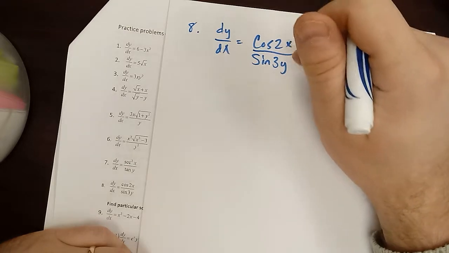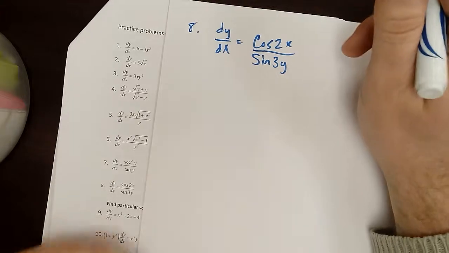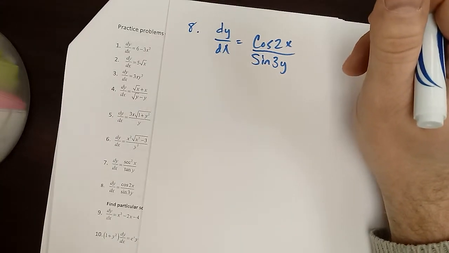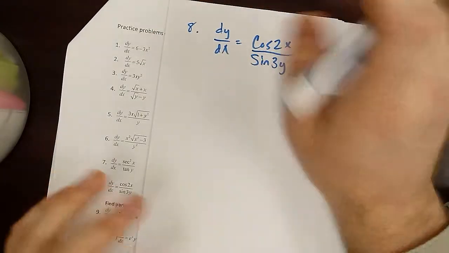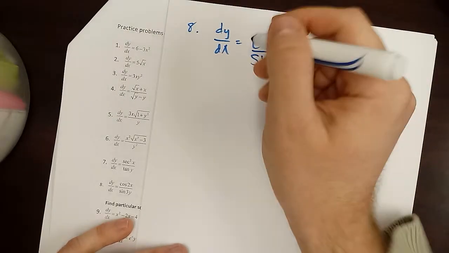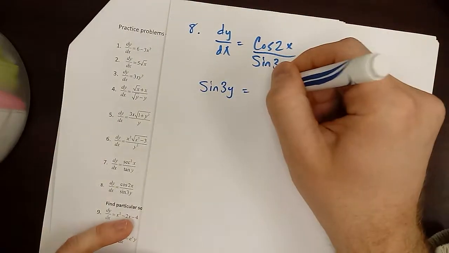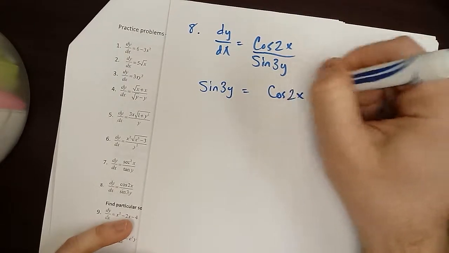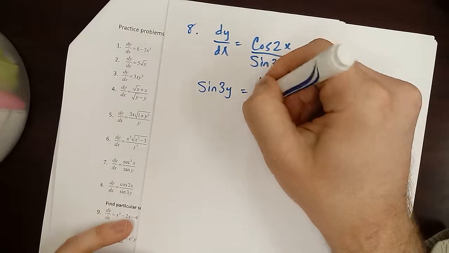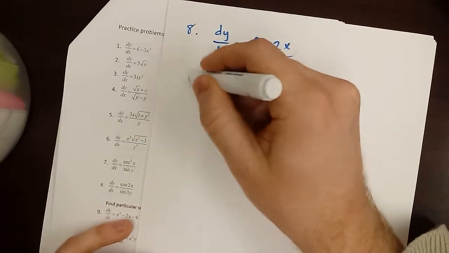I see cosine 2x sine 3y. That's telling me maybe I'm going to need to use double angle or stuff like that. Oh, wait. No, overthinking it. I'm way overthinking this. Okay. So if I separate my variables out, I get sine 3y dy is equal to cosine 2x dx, integrate. No, dy. Integrate.